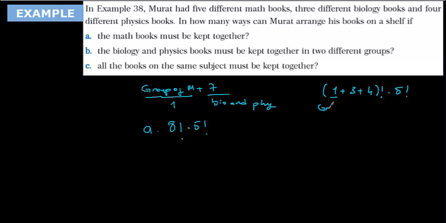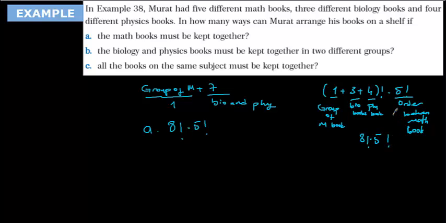This one is the group of math books, and this is the number of biology books, and this four is the number of physics books, and this is the order between the math books. And the answer again, 1 plus 3 plus 4, which is equal to 8 factorial times 5 factorial.